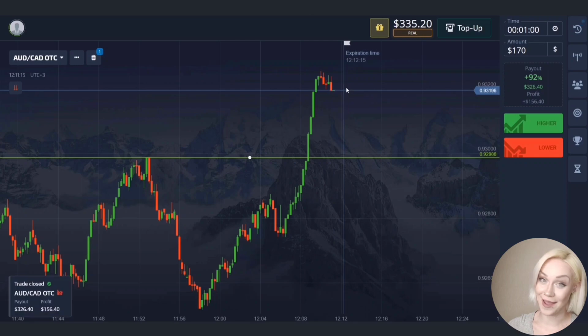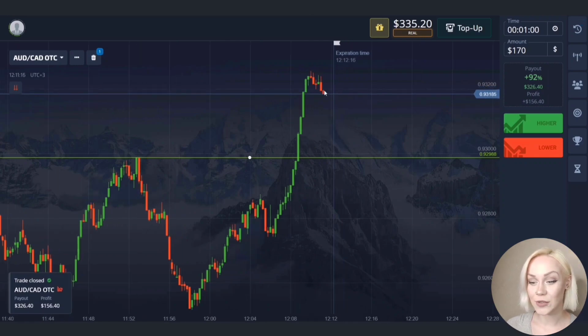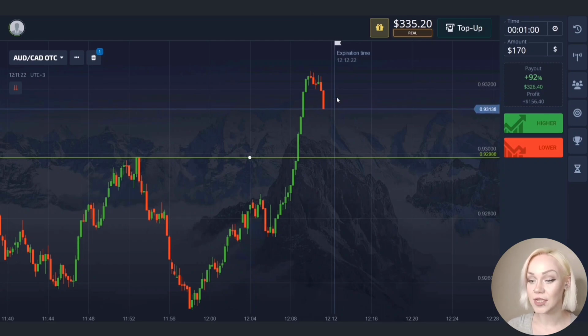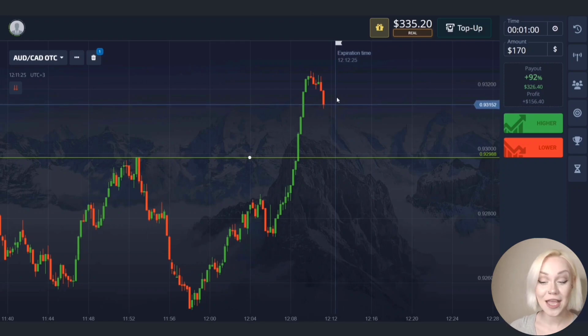So that went great. There was a pullback down and we just made a profit. As you can see, 1 minute was just enough for us. The price really got into the correction zone. There was a pullback down. Everything is going great. So let's continue and find the next entry point.